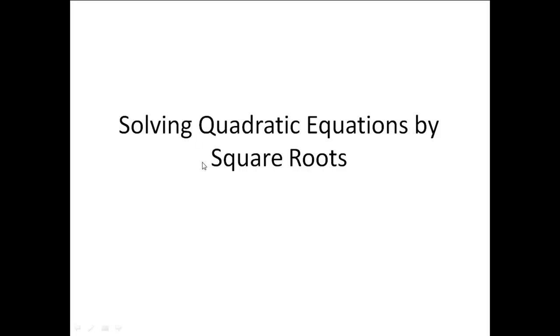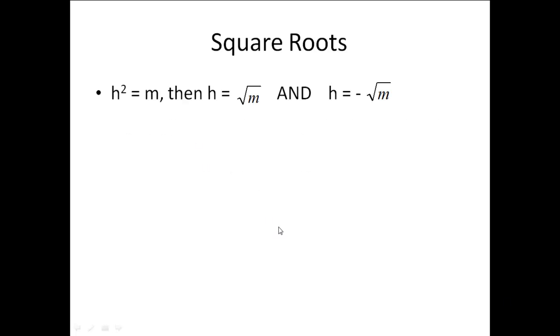Okay, we're going to look at how you solve quadratic equations by using square roots. First thing we have to explore is what does a square root even mean? Well, if I had a problem like h squared equals m, and I wanted to solve it for h, in order to get rid of the square, I would square root both sides. Now notice we end up with two answers. h would be equal to the square root of m, and h would be equal to the negative square root of m. The reason is that we don't know if it's going to be positive or negative.